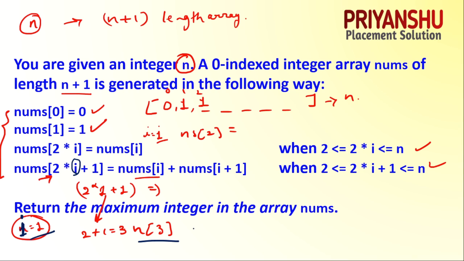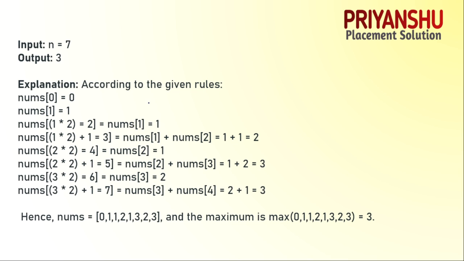Nums of 3 is nothing but nums of i plus nums of i plus 1. Here i is 1, so nums of 1 is 1, plus nums of 2, which is 1. So 1 plus 1 is 2, and the answer is 2 here. This is how the series continues. So let us discuss one test case. It will be better for you.